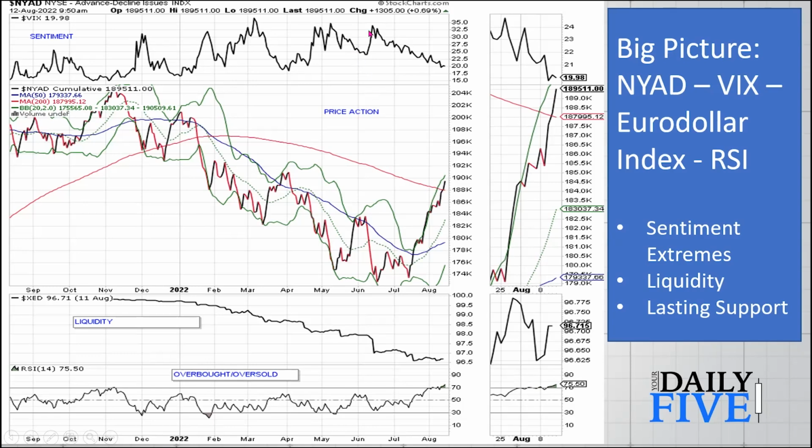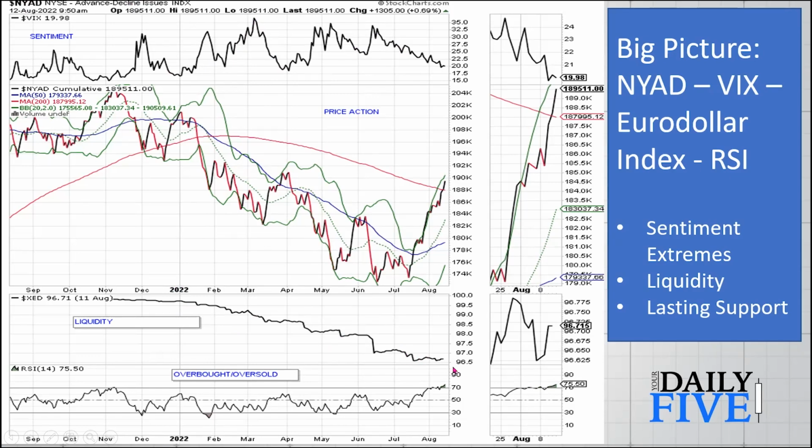But the bottom line is, when VIX falls, the market tends to rally. But let's look at this in a little bit more detail. You can see that the market had been failing all the way with every pop up in VIX over the last several months. That's because liquidity, as measured by the Eurodollar index, has been falling. So you can't have a sustainable rally, even if you have bearish sentiment, without liquidity.